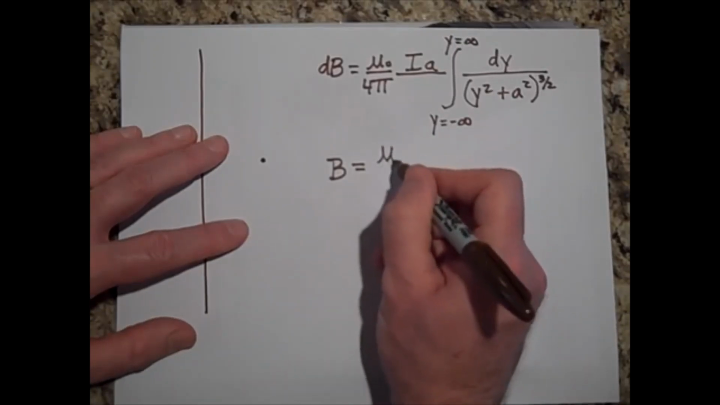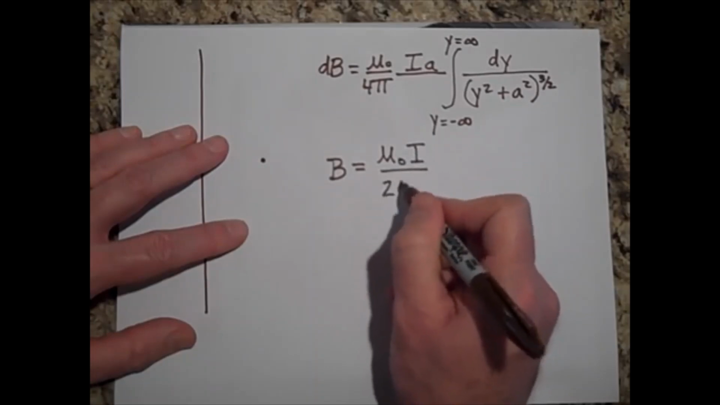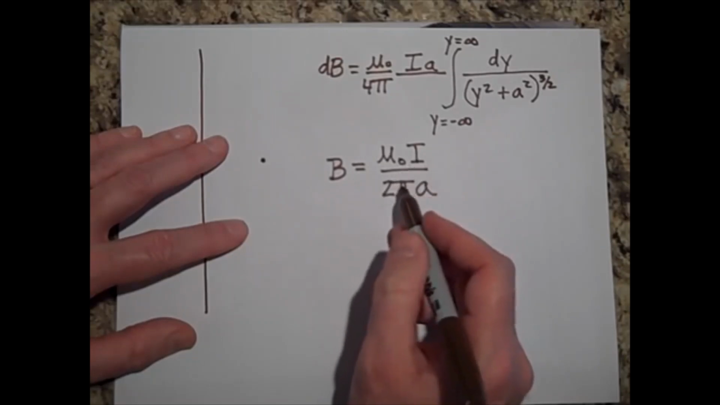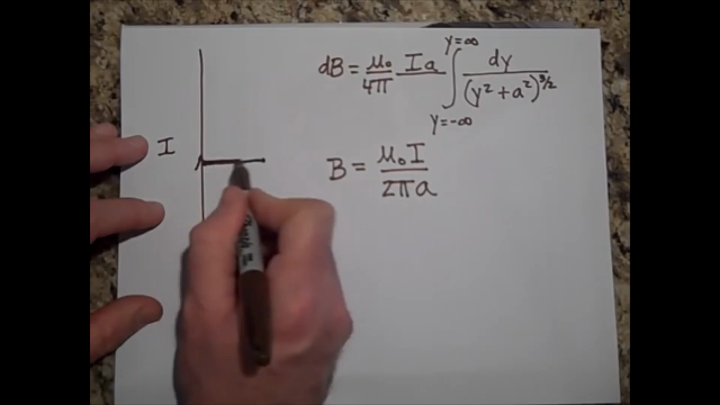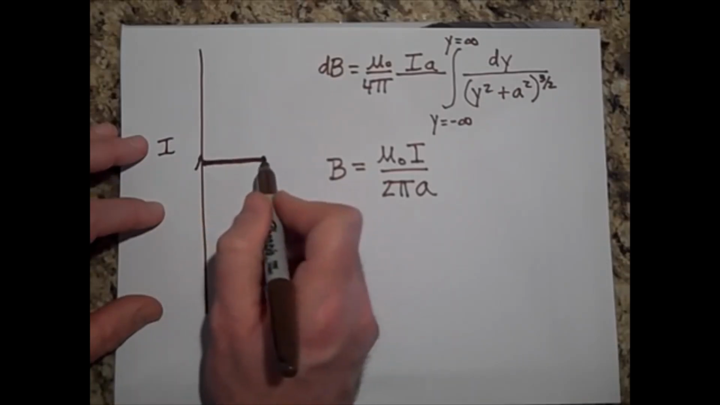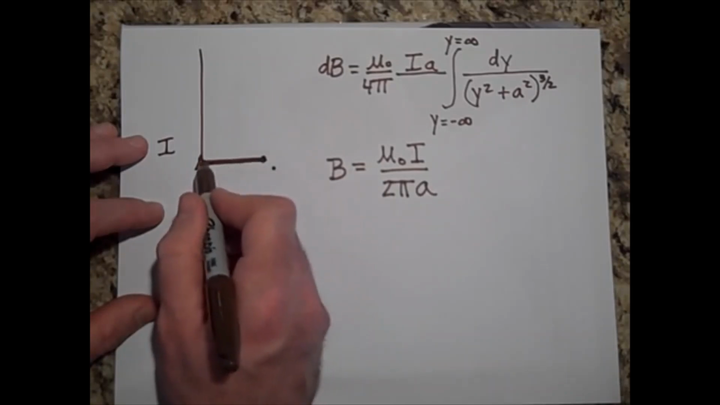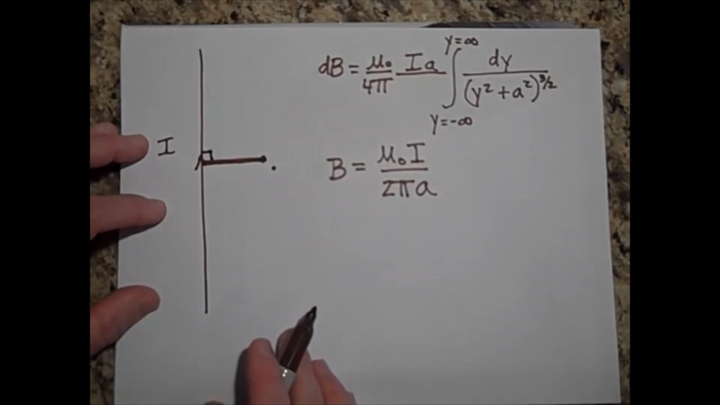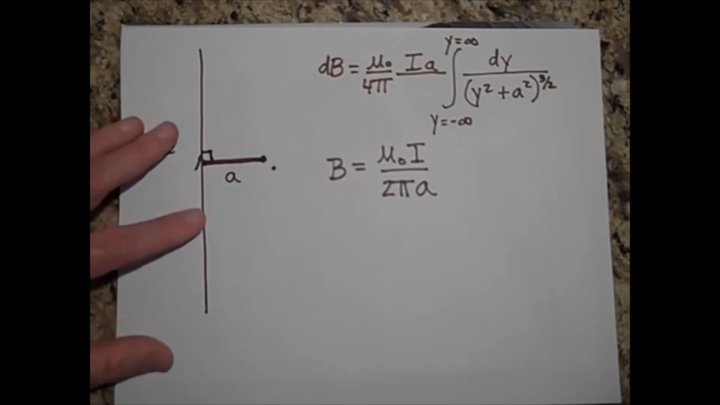And you get this. You get mu naught I over 2 pi a. Ain't that nice how it simplifies to mu naught I over 2 pi a, where a is just the distance that you are, if you drew a line from the point that you want to a line that was perpendicular to the wire, that's a. Okay, so there you have it. So it's mu naught I over 2 pi a.